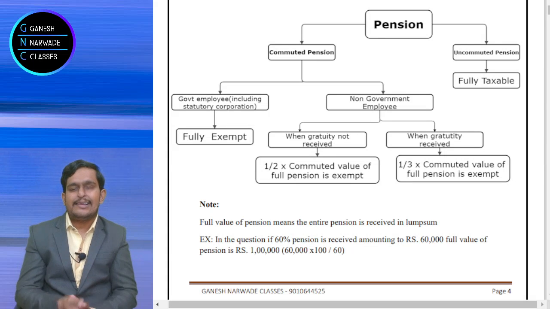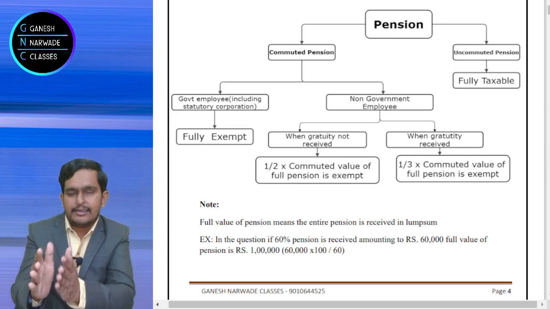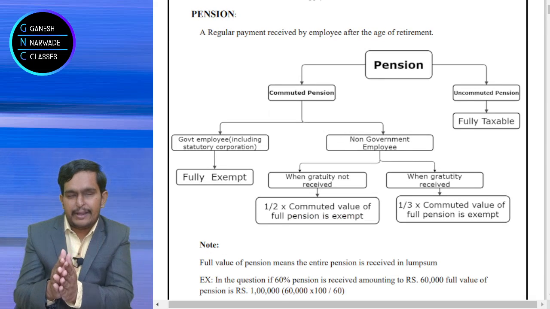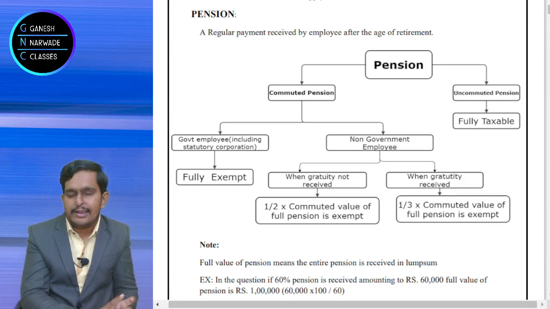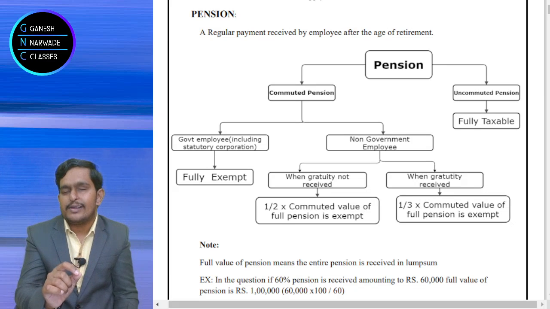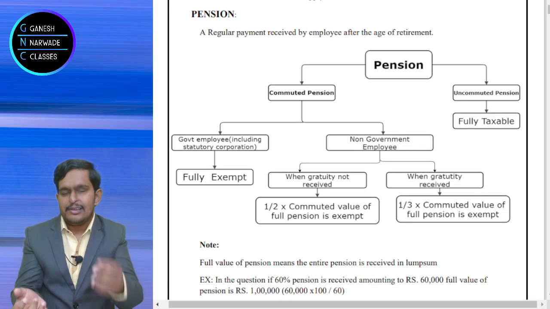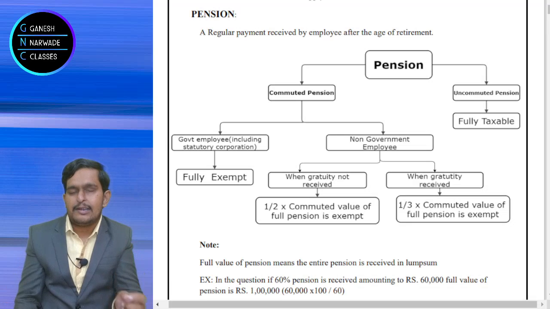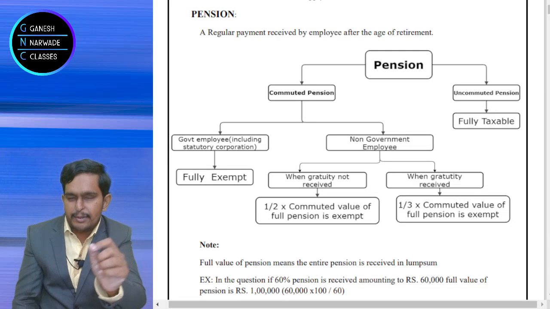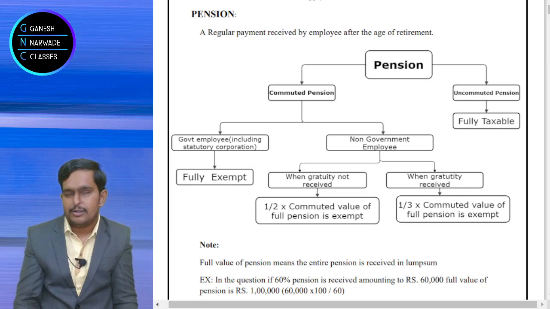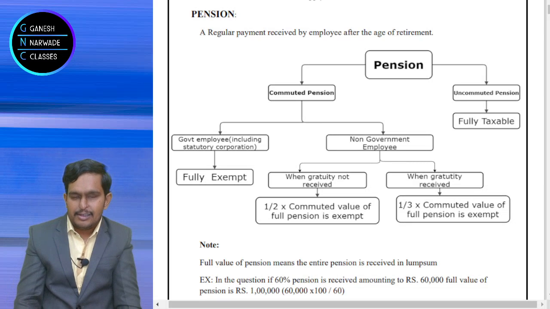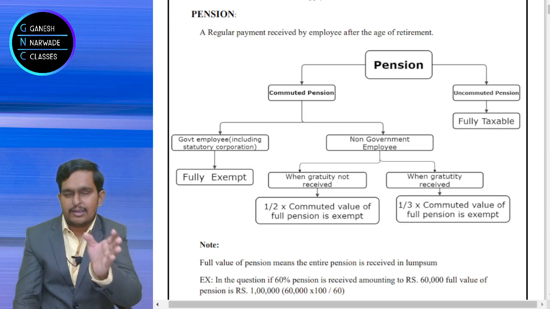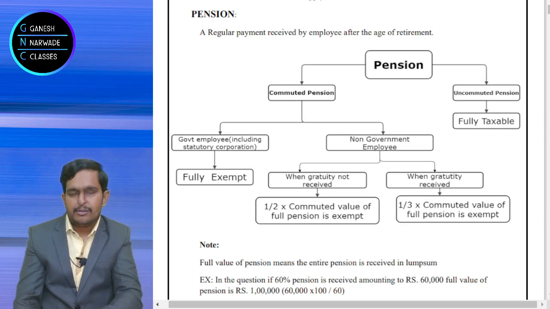Okay. Chalo, let us recap pension and go forward. If it is uncommuted monthly pension, fully taxable. If it is commuted pension, lump sum pension to government employees, exempt. For non-government employees, ask a question: are you receiving gratuity or not? If you are receiving gratuity, then 1 by 3rd of the full value of commuted pension is exempt. That means take the actual commuted pension received minus this exemption, then the balance is taxable. Same way, if you are not receiving gratuity, then 1 by 2 of the full value of commuted pension will be exempt. Take the actual commuted pension received minus this exemption, and the balance is taxable.